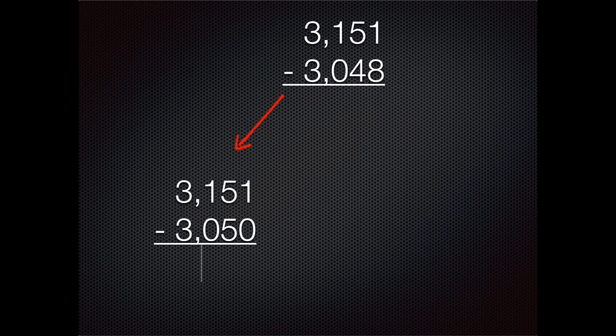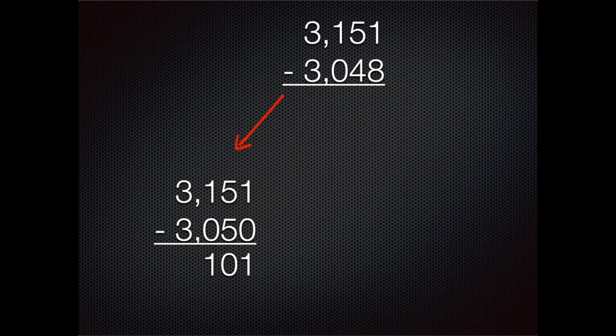Let's take a look at it with some bigger numbers. For example, 3,151 minus 3,048. First, let's compensate by taking that second number and rounding it to the tens place. We get 3,151 minus 3,050. Much easier to do.